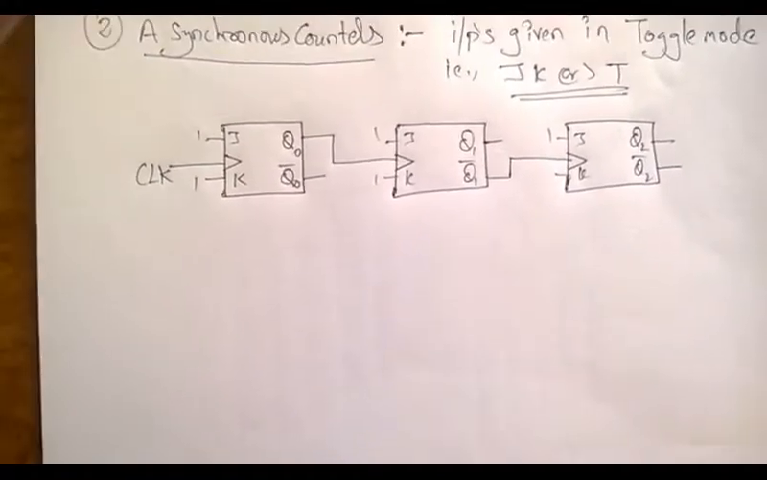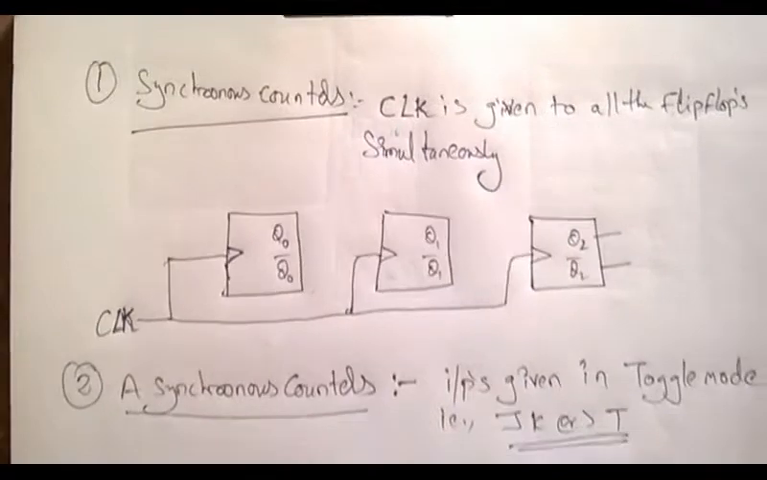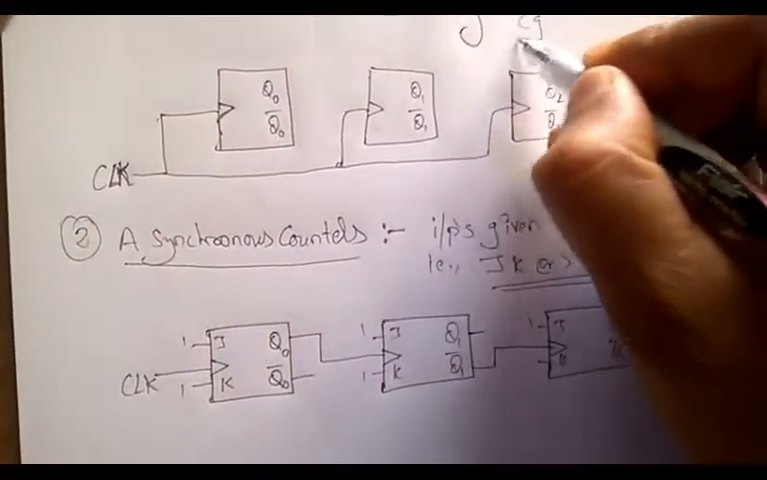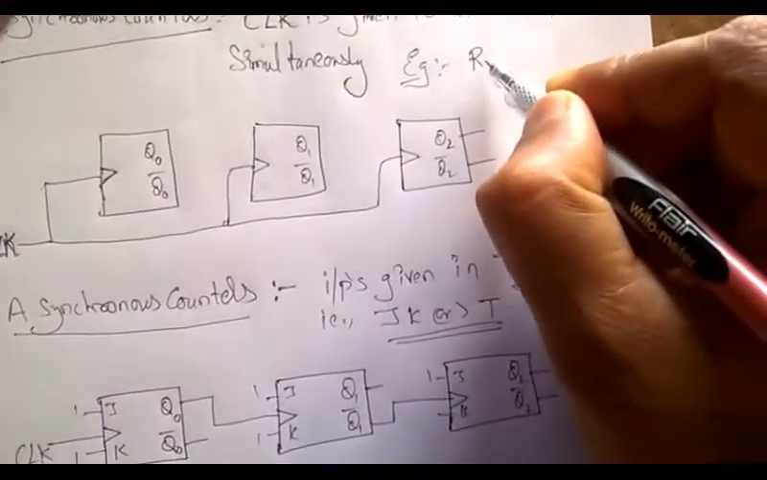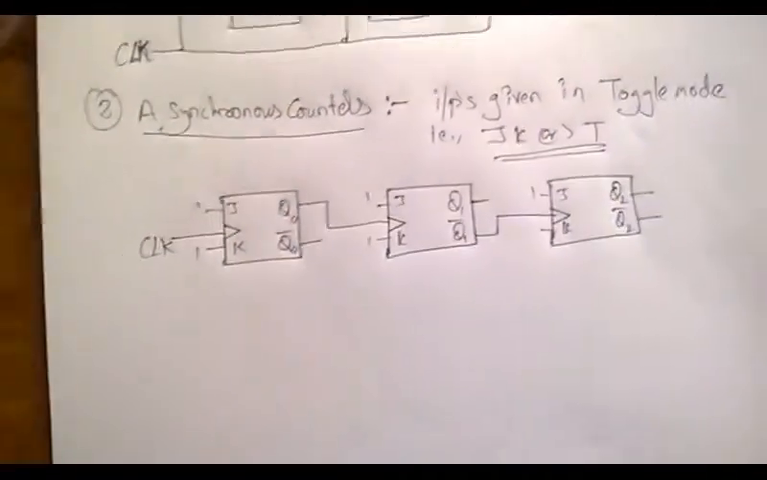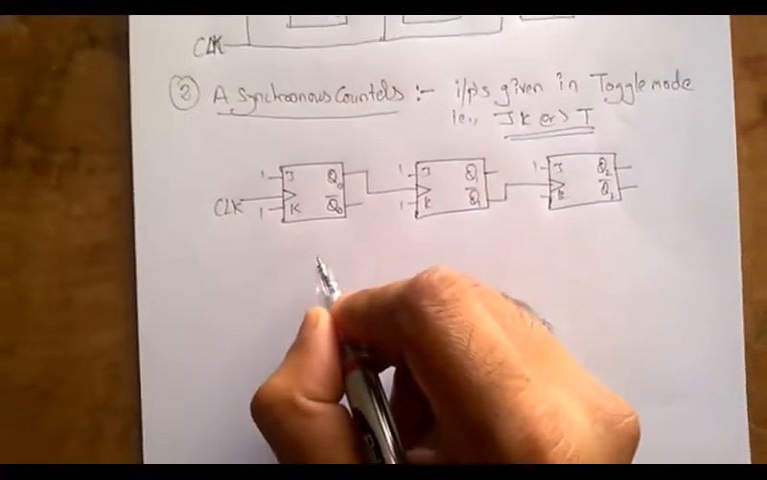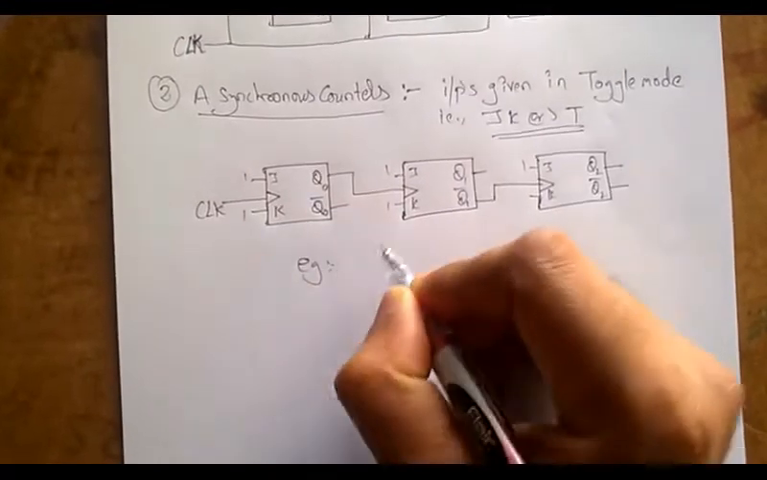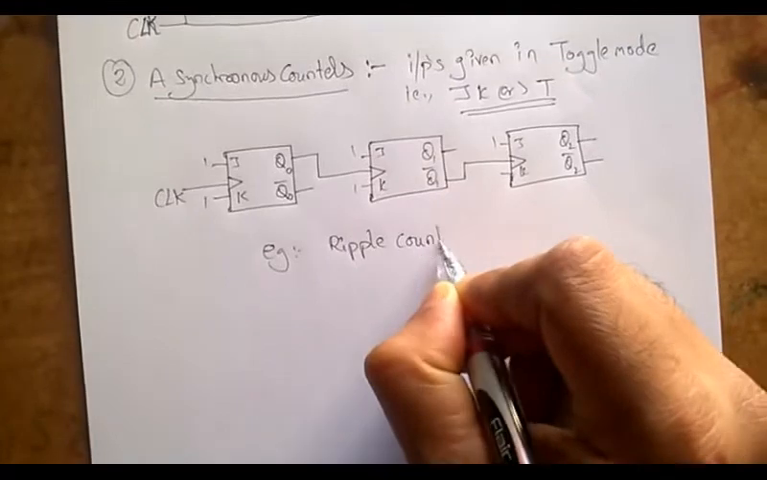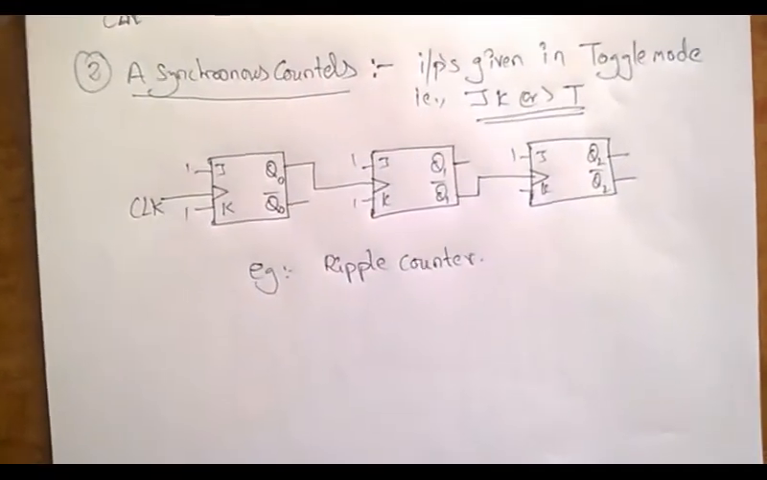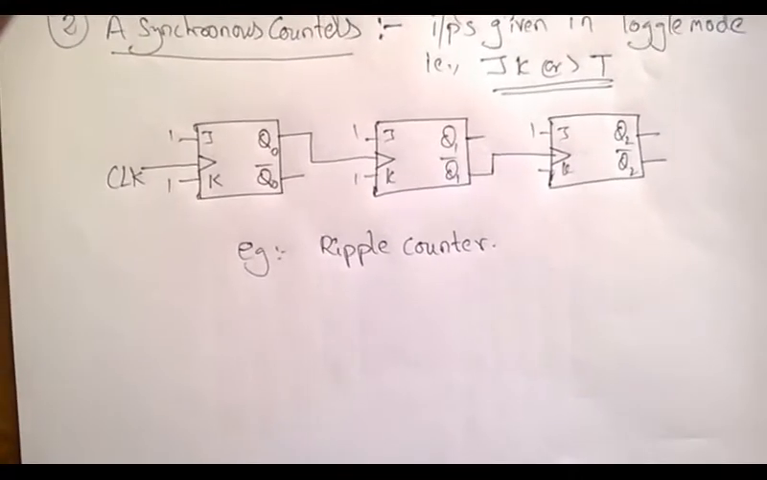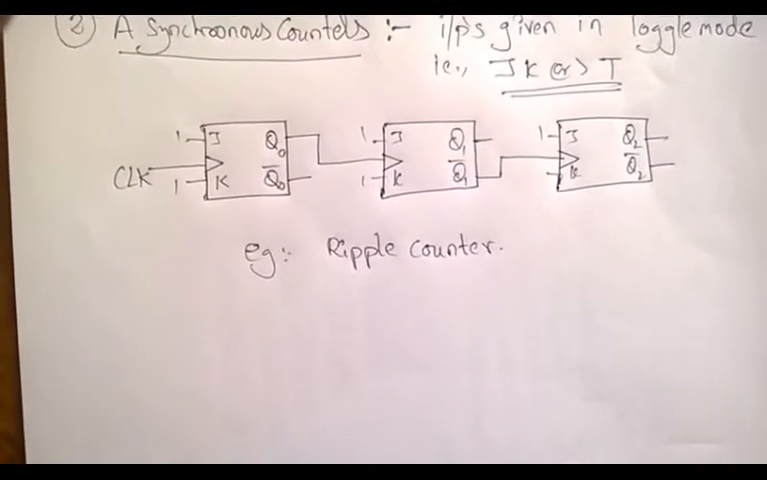Okay, examples for synchronous and asynchronous counters. First, the synchronous counter example is the ring counter, and for the asynchronous counter it is the ripple counter. Okay, now we will consider asynchronous counters and we will determine the count sequence for it.